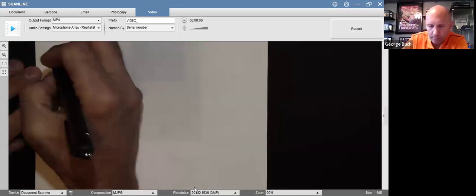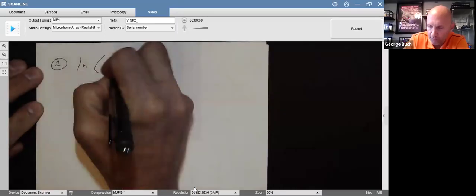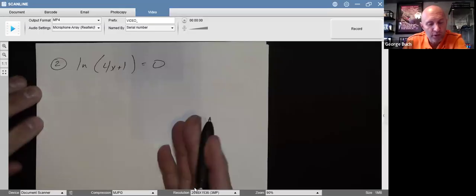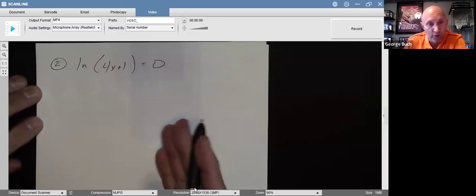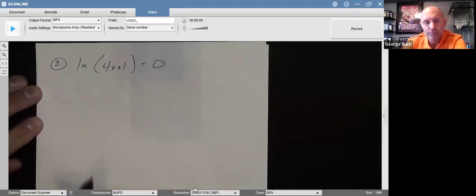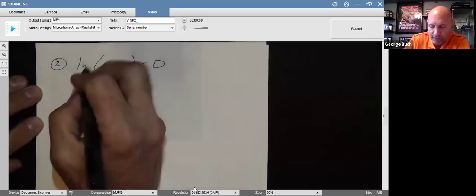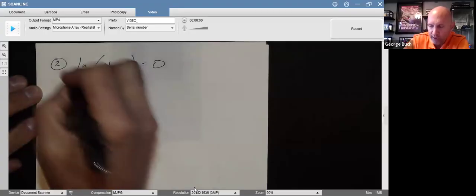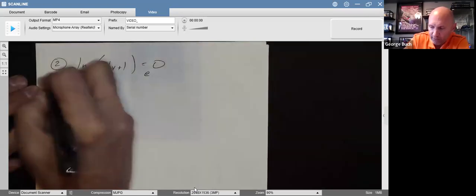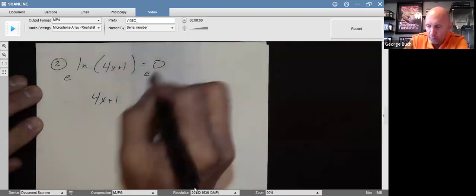All right, second problem. Natural log of 4x plus 1 is 0. So we have a couple things we could do. We could look at our natural log properties, and natural log of what equals 0. Or this is basically like log base e. So if I do e on both sides, e to the natural log of something is just that something. They kind of cancel each other out. And anything to the 0 power is 1.